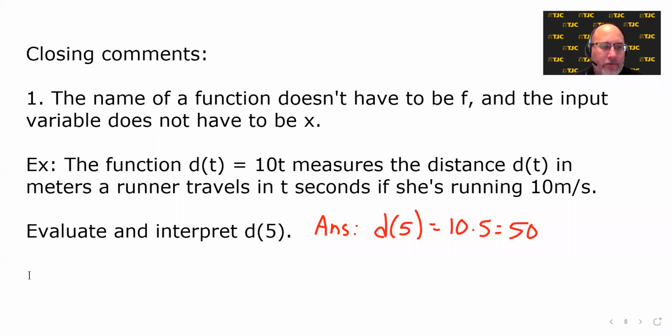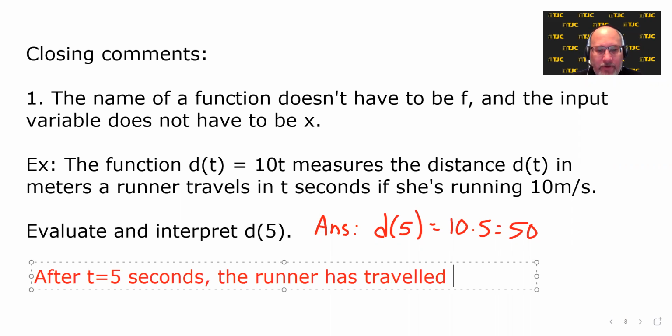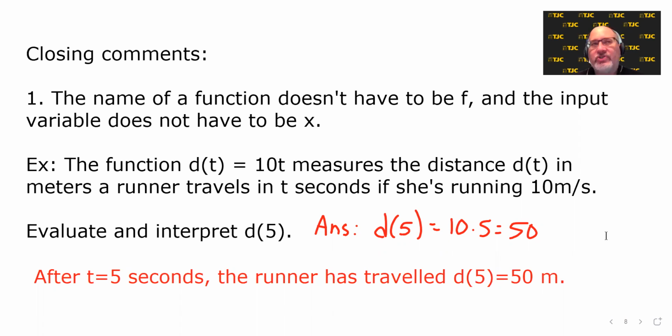Well, according to this problem, the t, the number going in, is how long you run, and the output, d of t, is how far you traveled. So we could say that after 5 seconds, and we could even write t equals 5 seconds because that's what the t was, the input, the runner has traveled, we'll say d of 5 equals 50 meters. A lot of functions have some sort of contextual meaning.